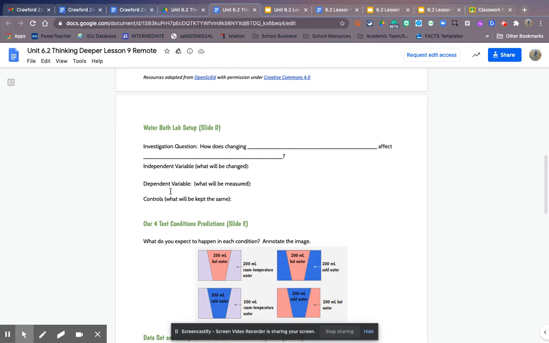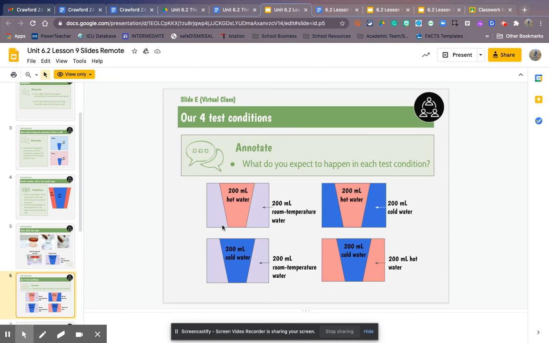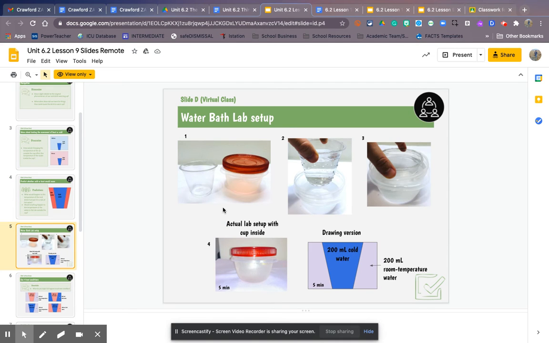Okay, so on this part with the classes that we had in person, we didn't actually do this lab. So Mrs. Walker and Mrs. Lau's class didn't actually do this lab in person. So we can actually probably skip slide D. So maybe skip that one. But here is the water bath setup, slide D.